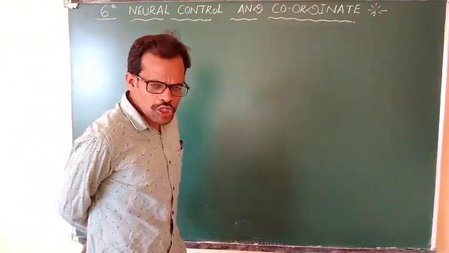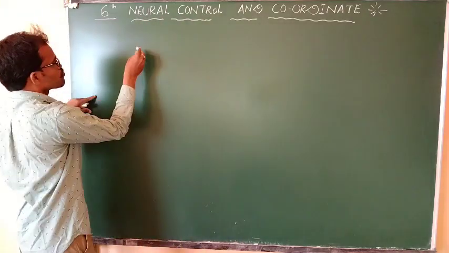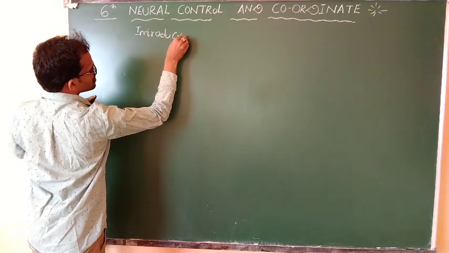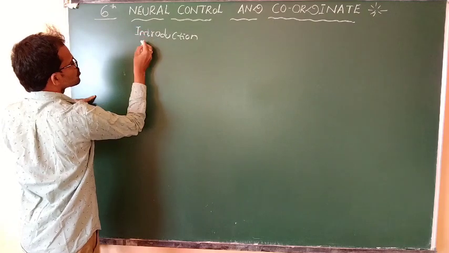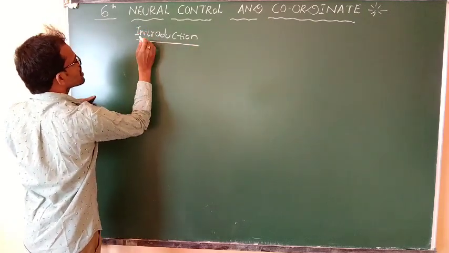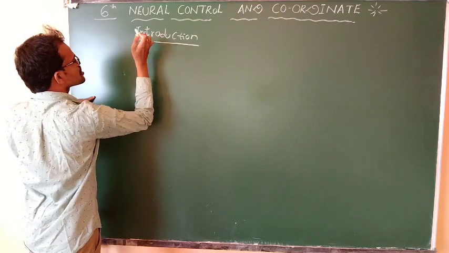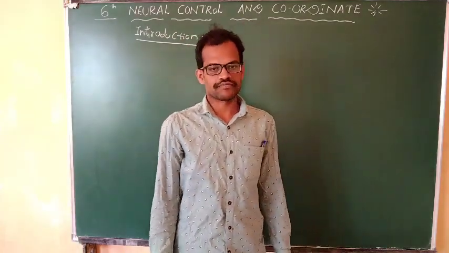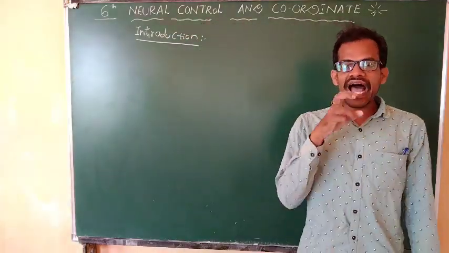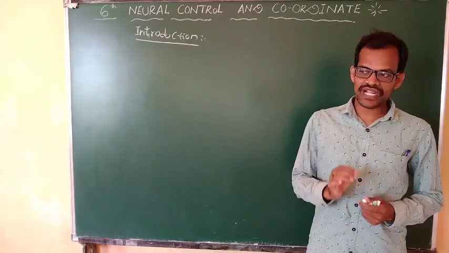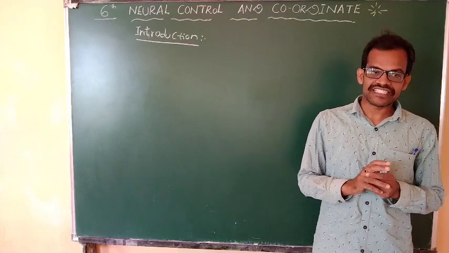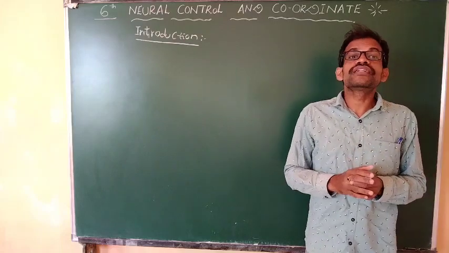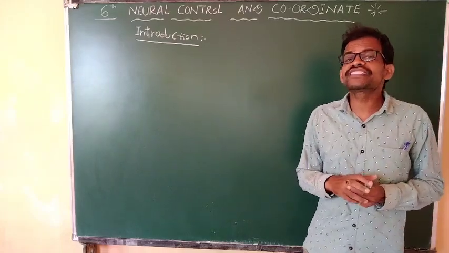What is the meaning of the neural control and coordination system? The first one, the introduction of the neural control and coordination system. The organs and organ systems must be coordinated and maintain homeostasis.